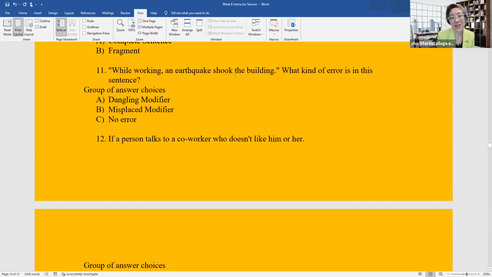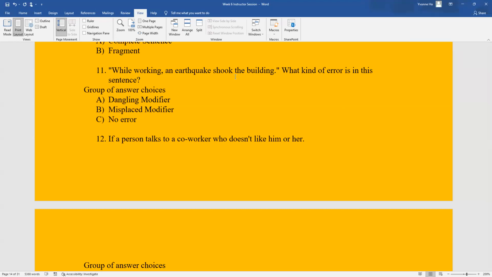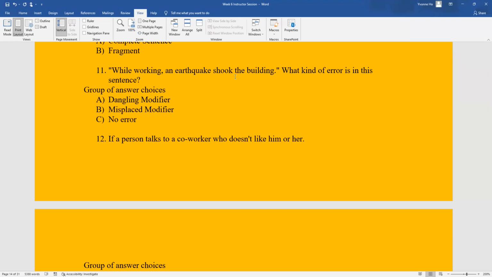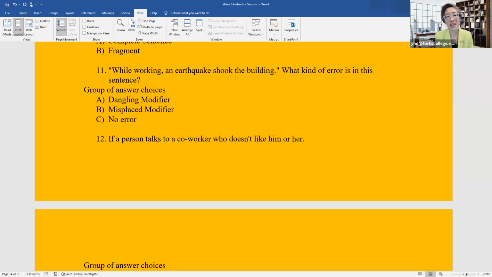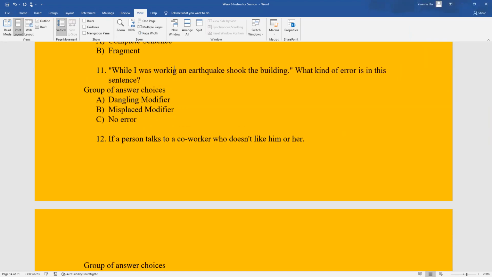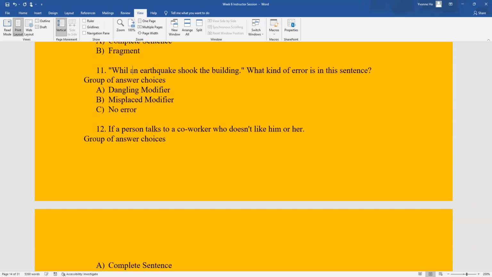While working, an earthquake shook the building. What kind of error is in this sentence? Is this a dangling modifier or a misplaced modifier? Dangling modifier, because when you're missing a subject, it means that you're leaving your modifier dangling. What are you modifying? Are you modifying the earthquake or are you modifying yourself? So therefore, the modifier always has to be: while I was working, an earthquake shook the building.